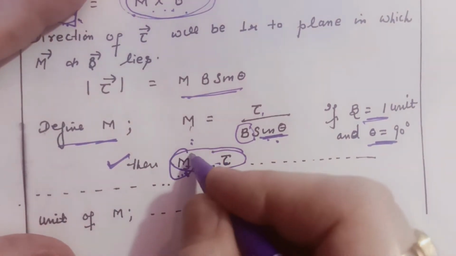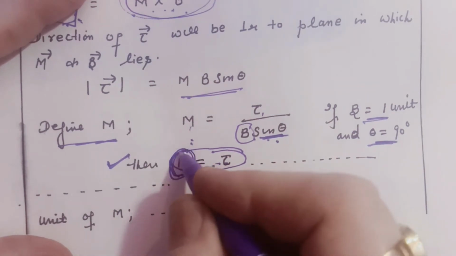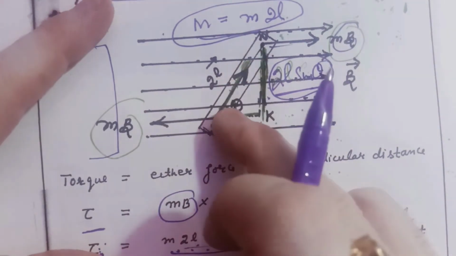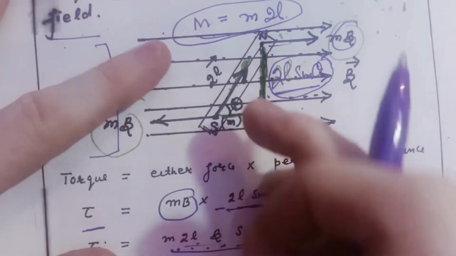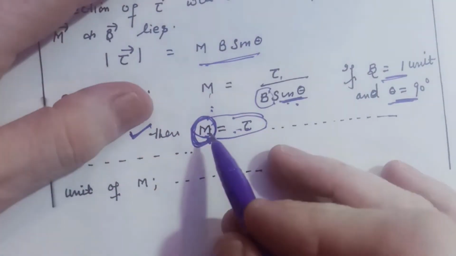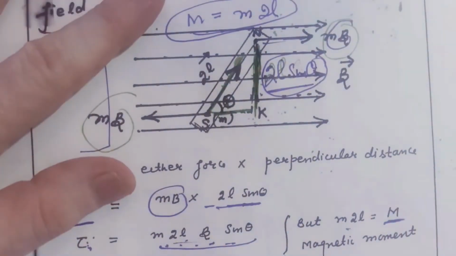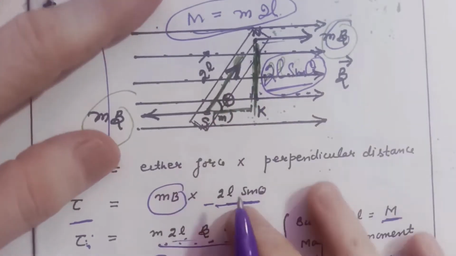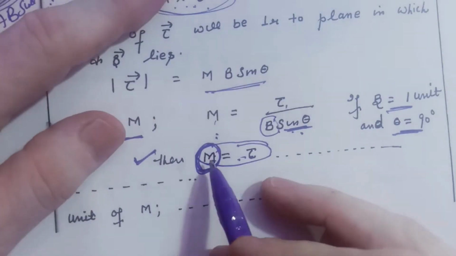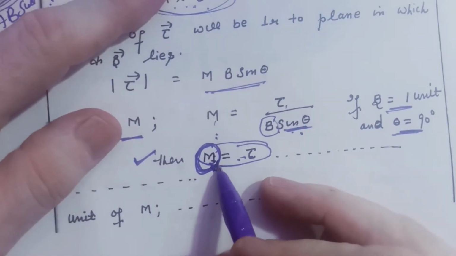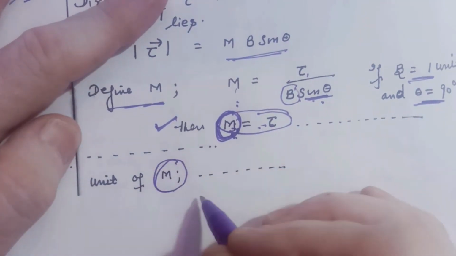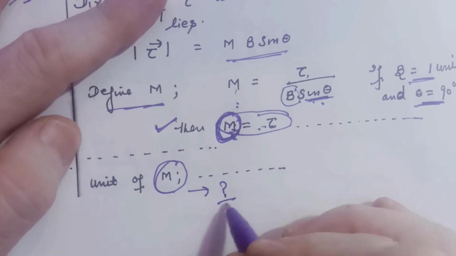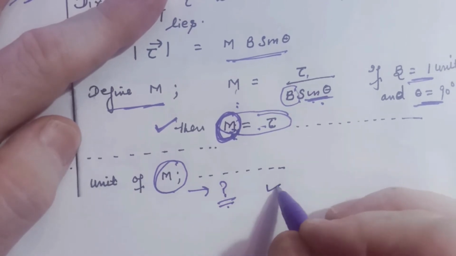What is the significance of the magnetic moment? The magnetic moment will tell what the strength of this magnet is, whether the magnet is weak or strong. If it is weak, then the value of m will be less. If the magnet is strong, then the value of m will be high, a large value. Now second question for you: what will be the unit of magnetic moment? This you write yourself here, okay.